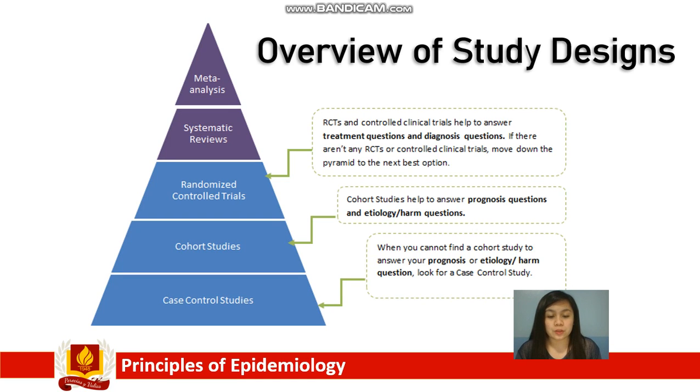Traditionally, case control studies have been viewed as an alternative to cohort studies in which individuals were selected on the basis of whether or not they had a disease outcome of interest, with investigators comparing exposure history between those with disease and those free of the disease. So here's the overview of study designs. And as you can see, case control studies are more prone to bias. So when you cannot find a cohort study to answer your prognosis or etiology, look for a case control study.